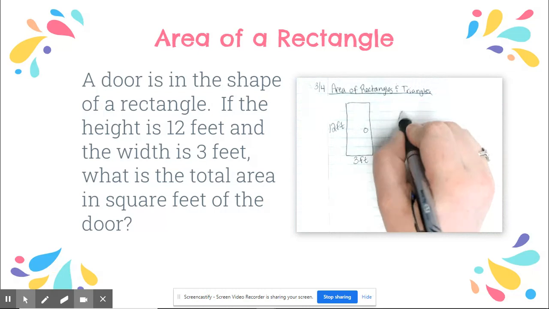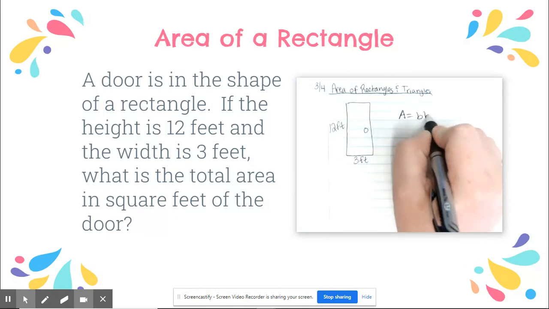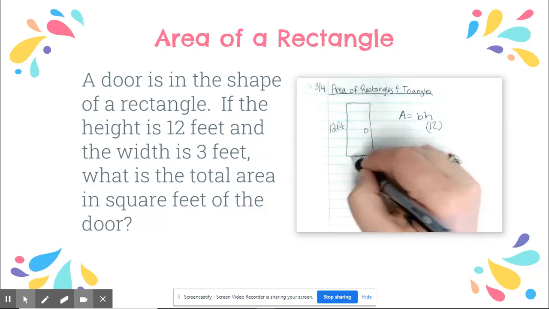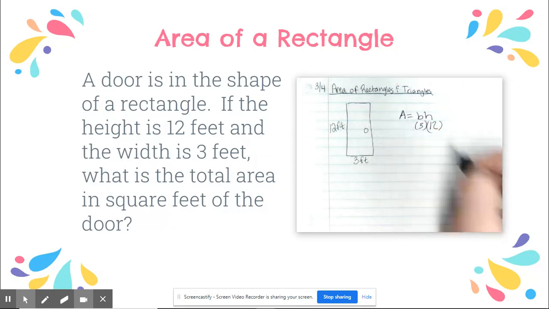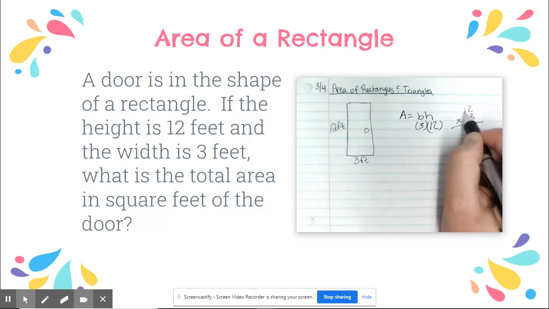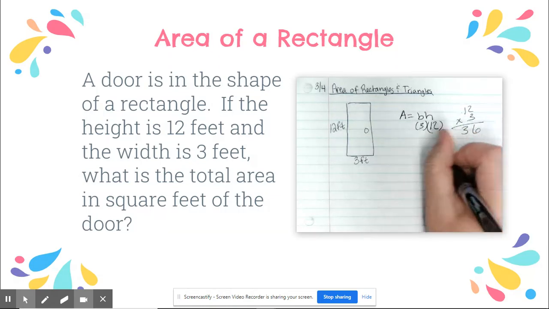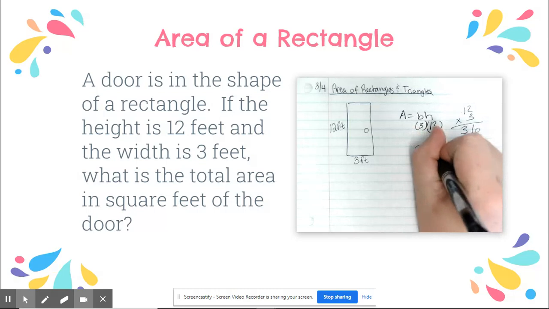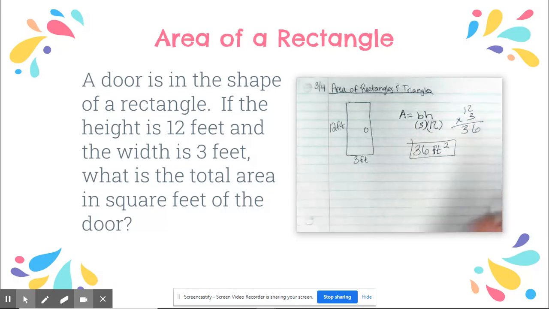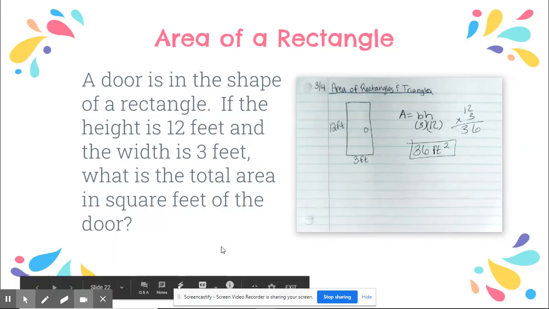So I know the formula is area equals base times height. So that would be 12, it was my height, right? And my width was 3. And I'm going to multiply those. 12 times 3. 3 times 2 is 6. 3 times 1 is 3. So then my total would be 36 feet squared. Okay, and that's all you got to do with rectangles, guys. Just multiply the two numbers together.